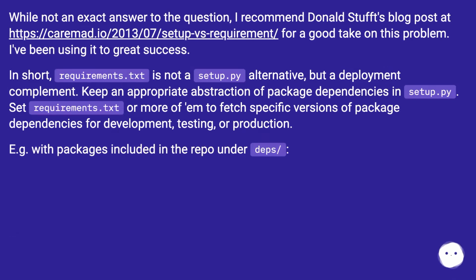While not an exact answer to the question, I recommend Donald Stufft's blog post at this URL for a good take on this problem. I've been using it to great success. In short, requirements.txt is not a setup.py alternative, but a deployment complement. Keep an appropriate abstraction of package dependencies in setup.py. Set requirements.txt or more of them to fetch specific versions of package dependencies for development, testing, or production, e.g. with packages included in the repo under deps/.